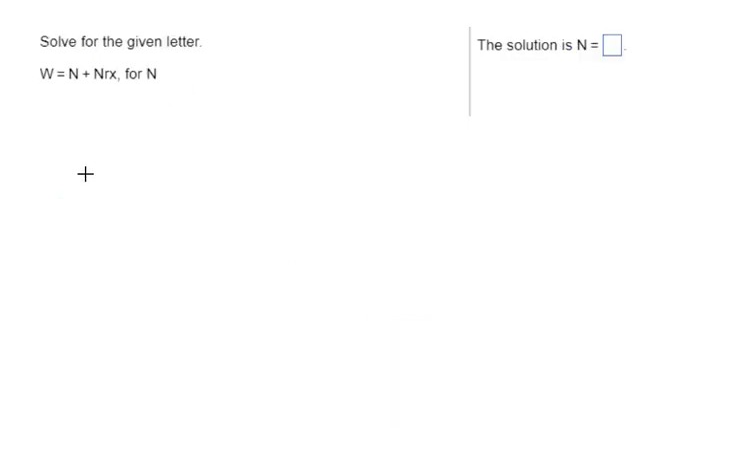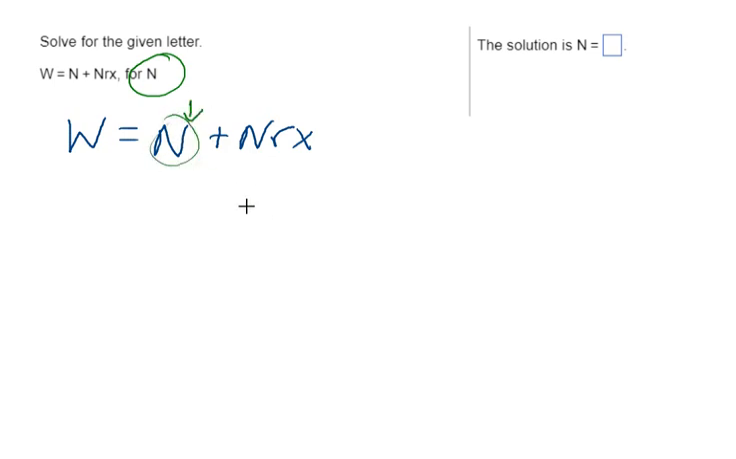All right, let's take a look at this last one. Now this is going to be the most difficult one. We have w equals n plus nrx. It's currently solved for w, but we're being asked to solve this formula for n instead. Now, a common mistake students will make with this problem is they'll say, okay, I'm going to solve this for n by getting this n by itself.